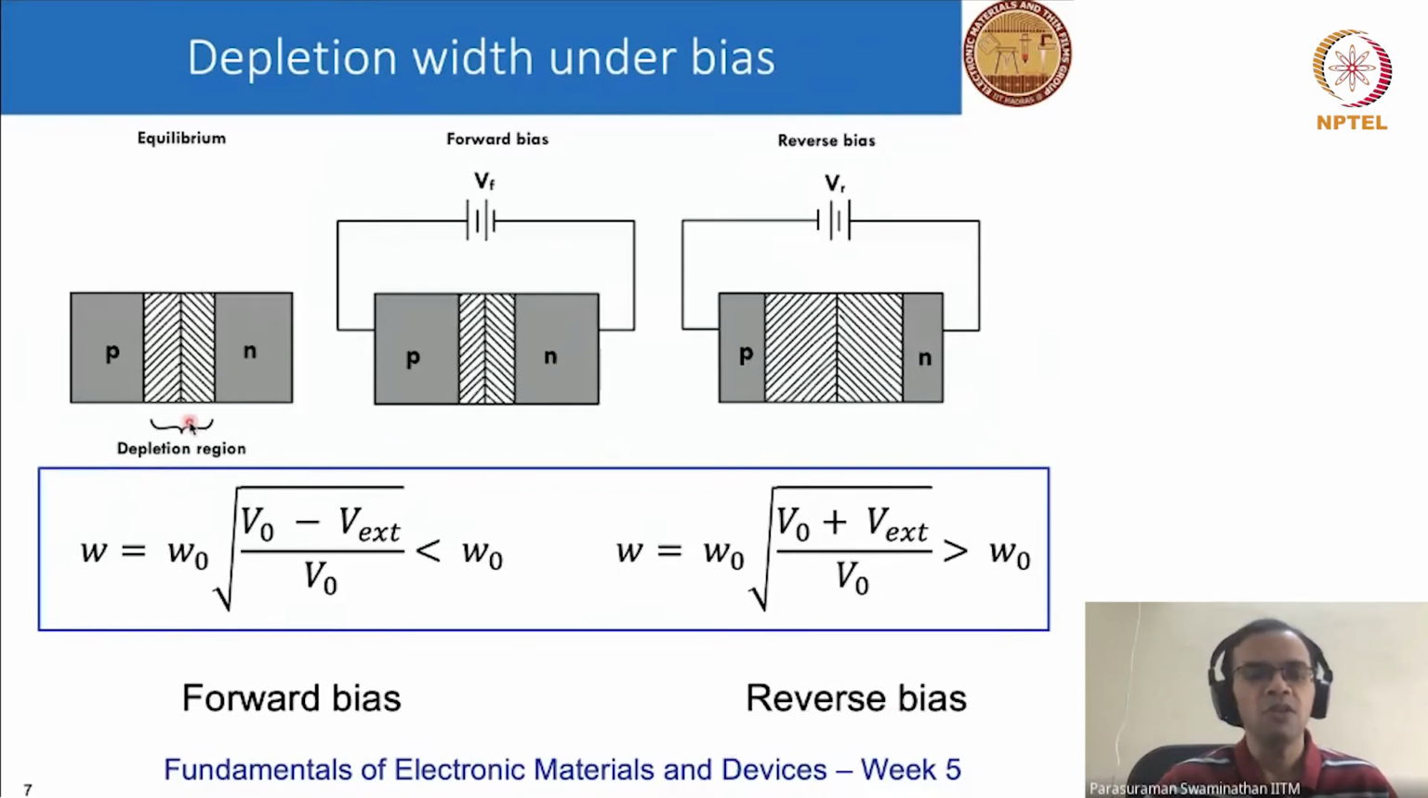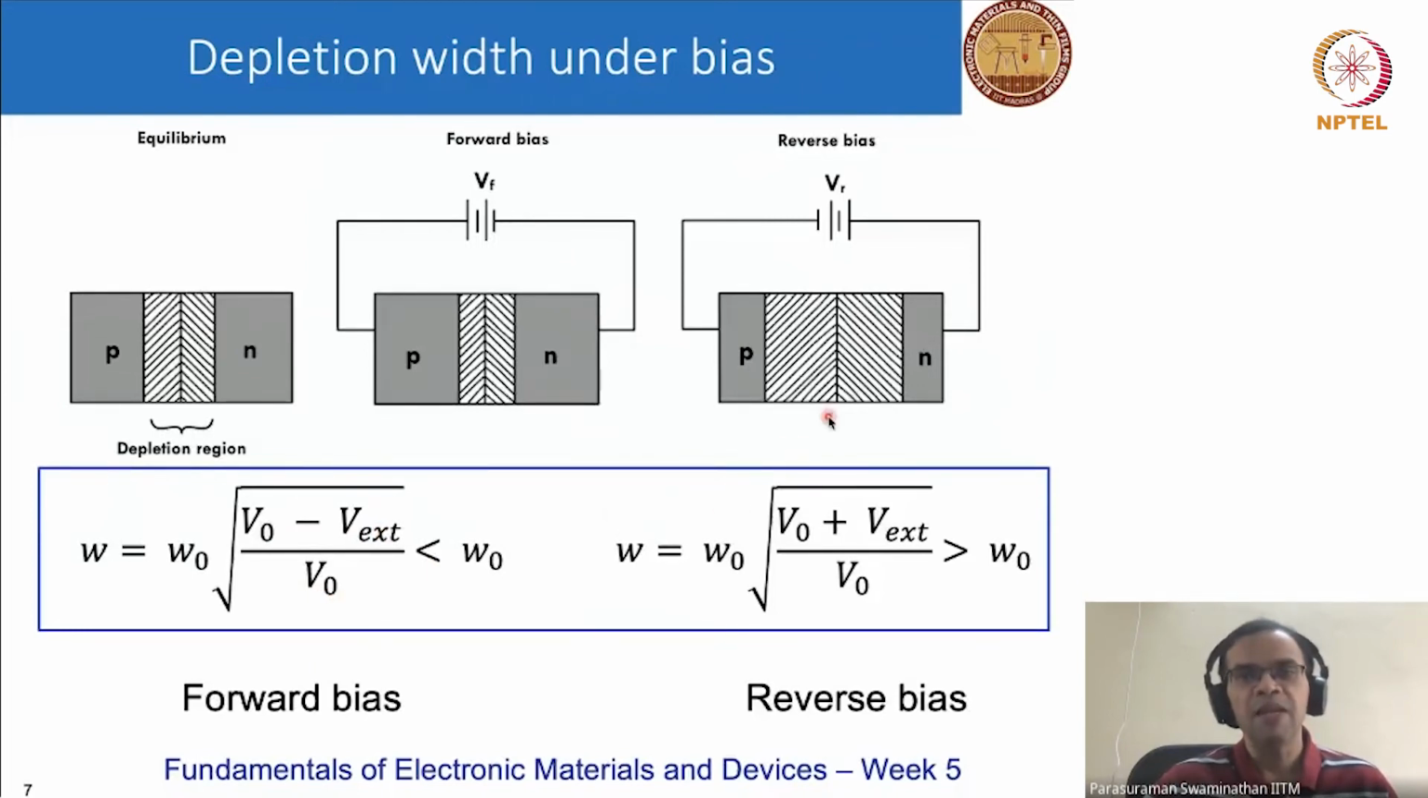We can also look at what happens to the depletion region. W0 is the width of the depletion region under equilibrium. When we apply a forward bias, we are pumping carriers into this depletion region, and we are reducing the barrier, which means the overall depletion width decreases, and this decrease is proportional to the square root of (V0 minus V external) divided by V0.